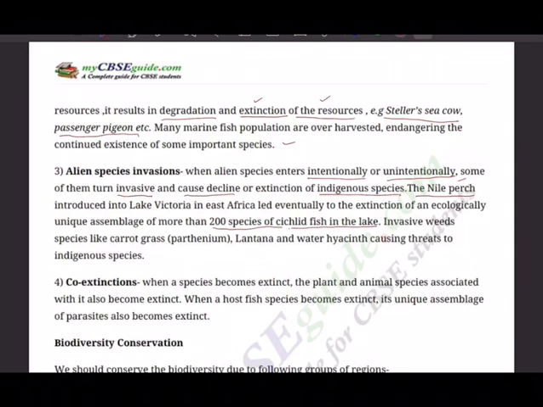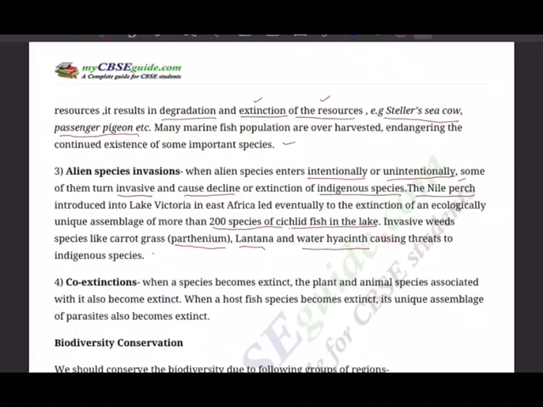predator, the Nile perch. Invasive weed species like carrot grass, that's Congress grass as we say, Parthenium, lantana, and water hyacinth cause threats to indigenous species. And you know, the water hyacinth is causing enormous damage to the biodiversity of the aquatic habitat. Many water plants as well as water animals are dying because of this water hyacinth. So we need to be careful about alien species invasions.